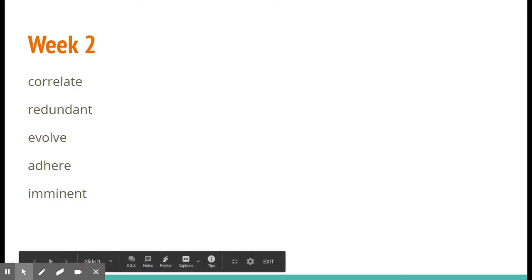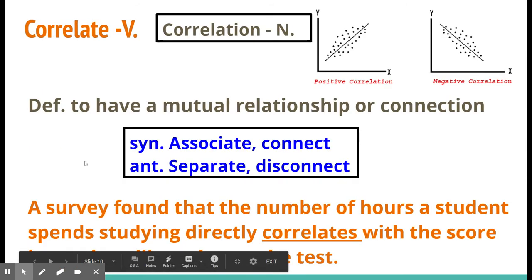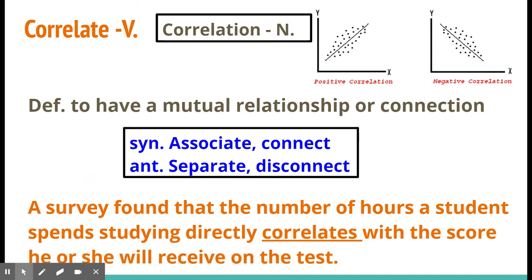Correlate, redundant, evolve, adhere, imminent. Correlate. Correlate is a verb that means to have a mutual relationship or connection. If you take a look at the synonyms, associate or connect, it will help you understand that word correlate. Okay, so let's read the sentence together. A survey found that the number of hours a student spends studying directly correlates with the score he or she will receive on the test.